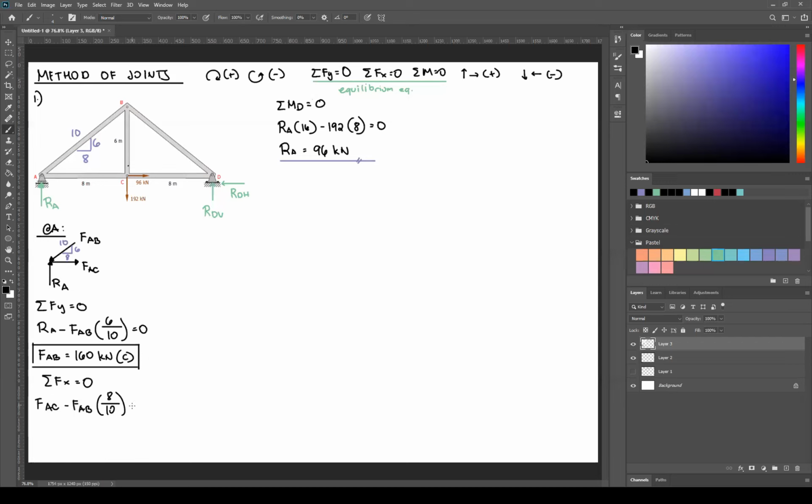This doesn't have a horizontal component, so there's nothing else. You can equate to 0. From this, I already know FAB, 160. You can solve for FAC. Please solve. What's the answer?